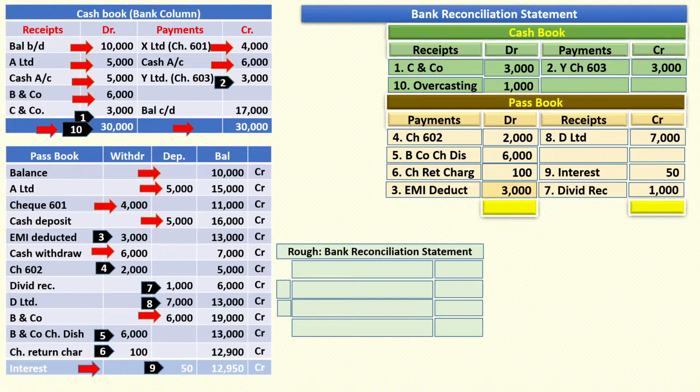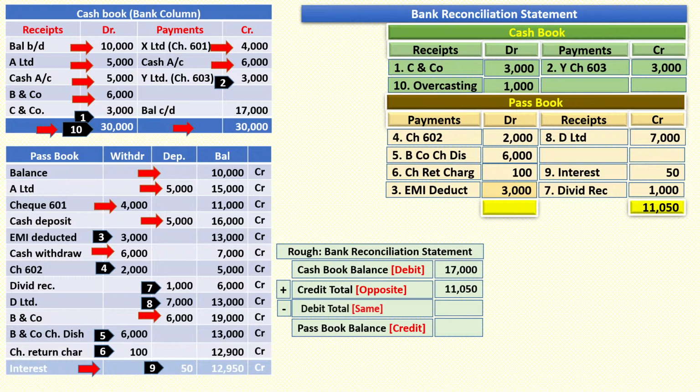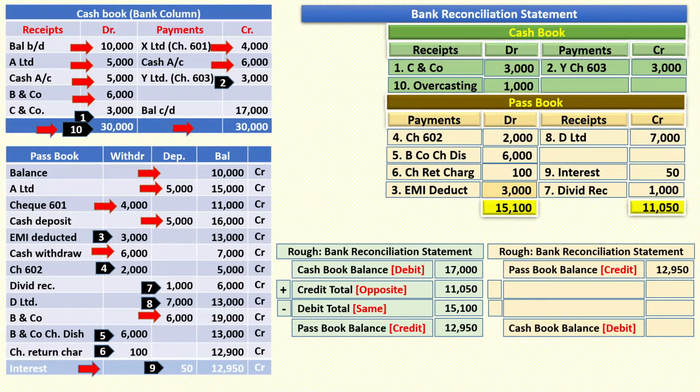Then the structure, rough BRS. Clear? Starting with the debit, you have to add credit balance and subtract debit balance. Then you will get the passbook balance. And if you start with the passbook balance and end with the cash book balance, again you need to add or subtract the opposite side, and the same side should be subtracted. So you'll get the cash book balance.